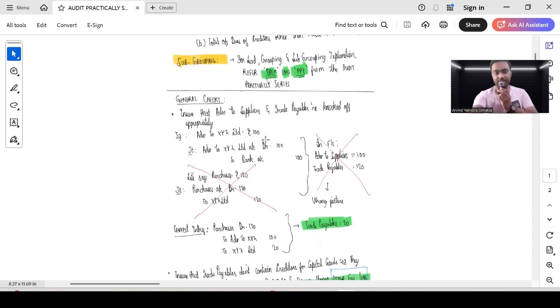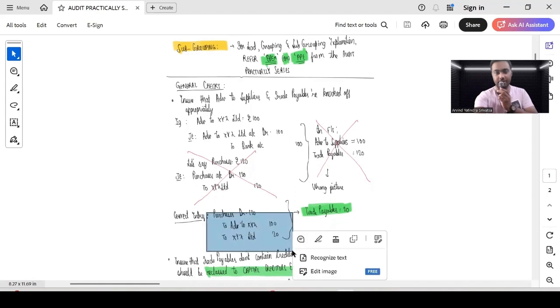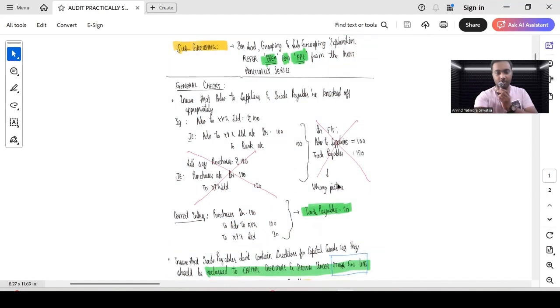The correct entry which we should ideally be passing for the purchases is purchases account debit to the extent of 120. So the debit is fine, and to the extent of 100 credit to advance to XYZ, we first have to knock off the advance. Then we have to create a trade payable to the extent of 20. So the entry, net, which we will be passing is purchases debit 120, to advance to XYZ 100, to XYZ Limited 20. Perfect. Yes, guys, I hope this is clear.